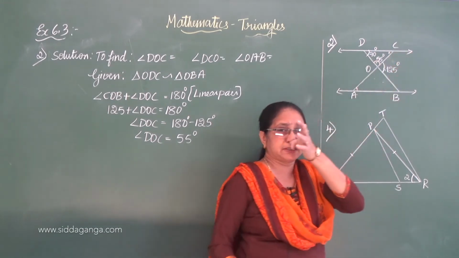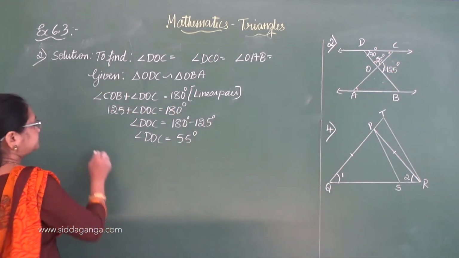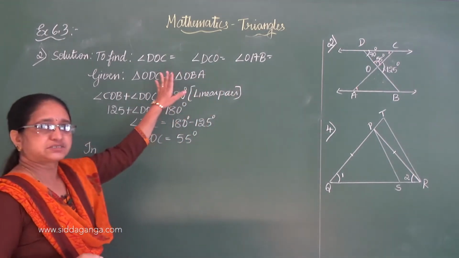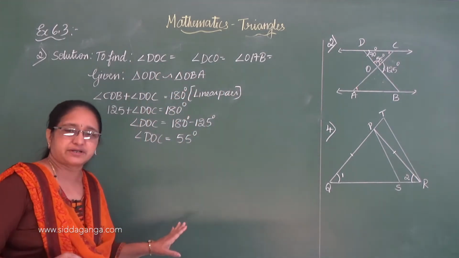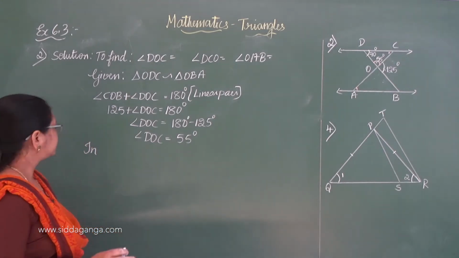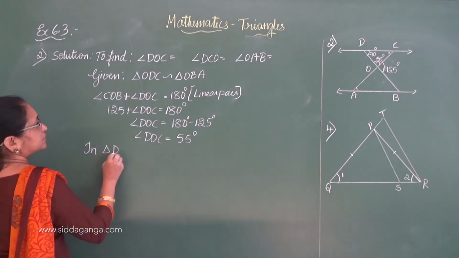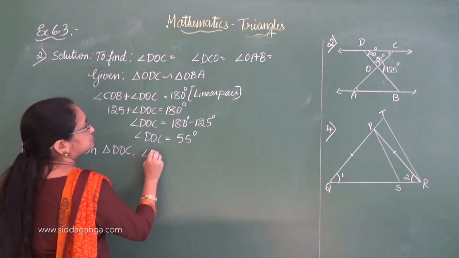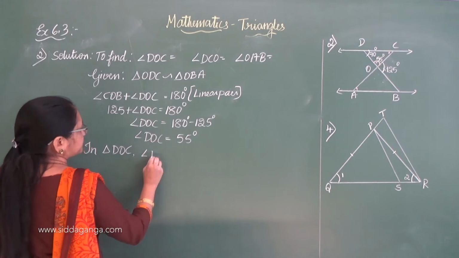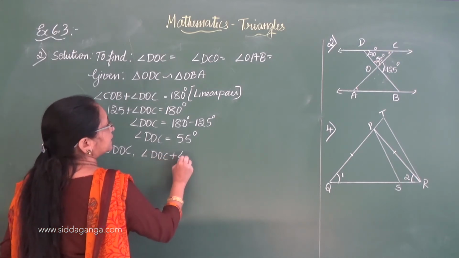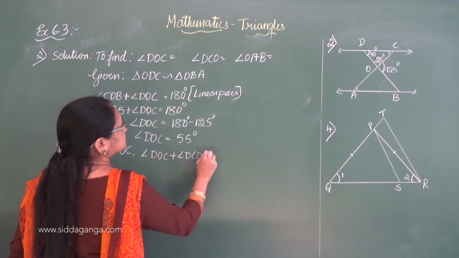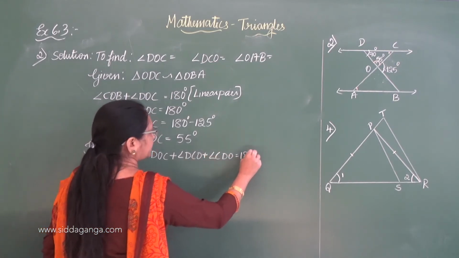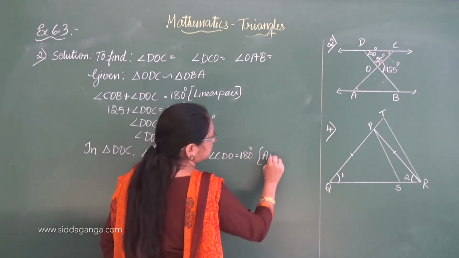Next, of course you can find this easily. The problem is simple, but the steps you have to write, all the steps, no shortcut. So in triangle DOC, angle DOC plus angle DCO plus angle CDO will be equal to 180 degrees. Why? Angle sum property.